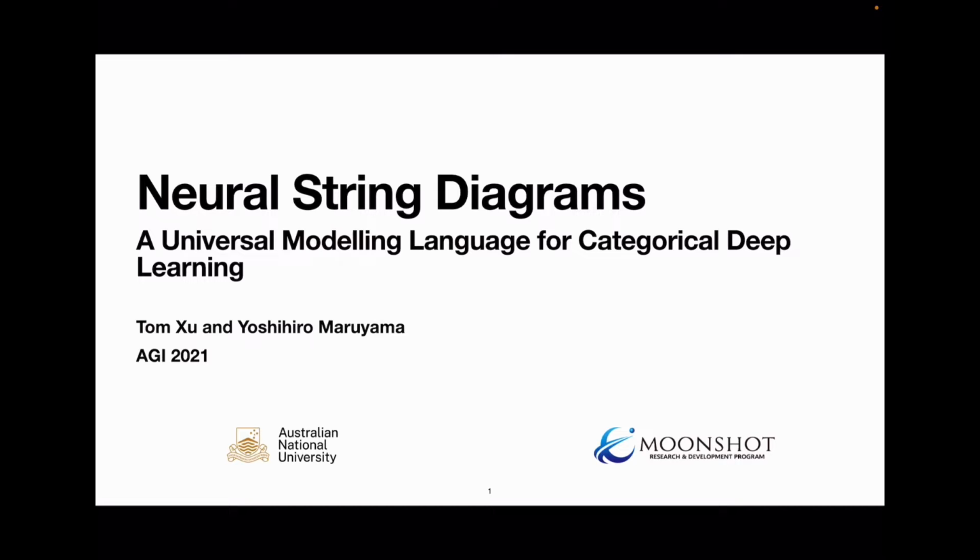Today I would like to introduce you to our work Neural String Diagrams, a universal modeling language for categorical deep learning. This is developed by myself and my supervisor Yoshihiro Maruyama.